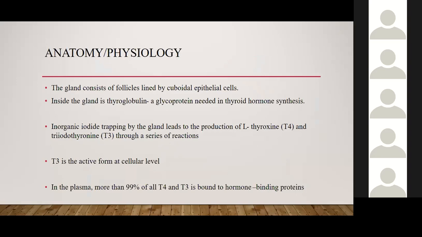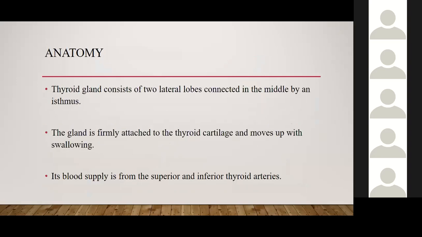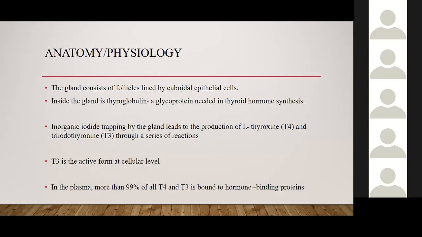So now you have a picture of what we're trying to talk about when we're looking at the anatomy. It's always good to have that picture. So inside the follicle, where the colloid is, you have this substance, thyroglobulin, and it's needed for thyroid hormone synthesis. In making thyroid hormones, we are looking at T4 and T3. We've already gone through this.